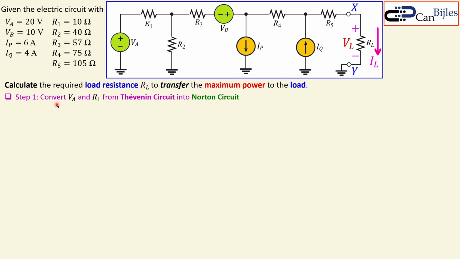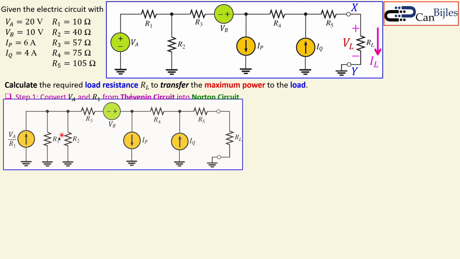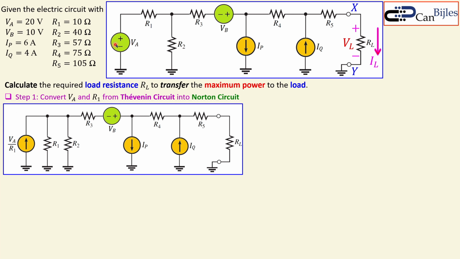So the first step is to recognize there is a Thevenin equivalent circuit, or Thevenin circuit for short, and that is VA and R1. You can see there is a series combination of these 2. That's a voltage source in series with a resistor, which is a Thevenin circuit. That can be converted to the Norton, like that. So VA is converted to a current source by dividing by R1. It's shown here.